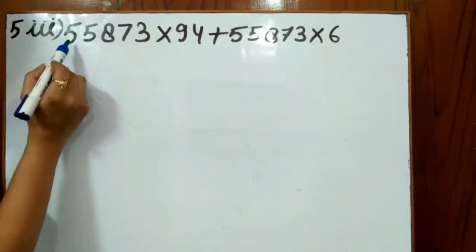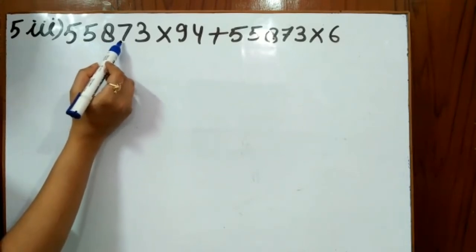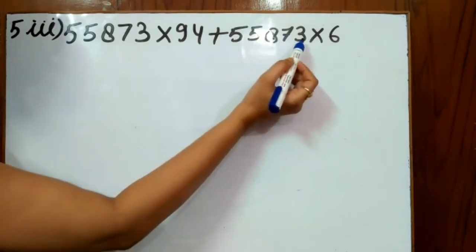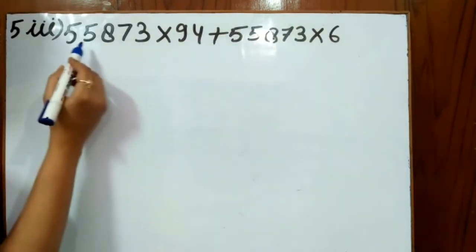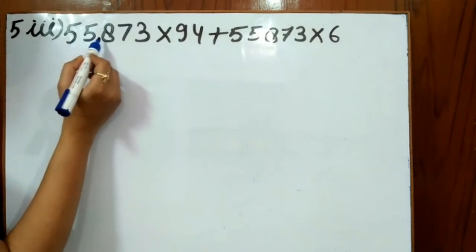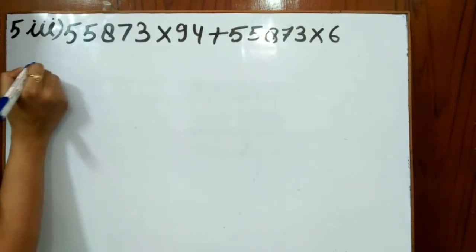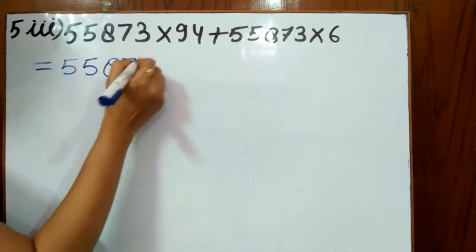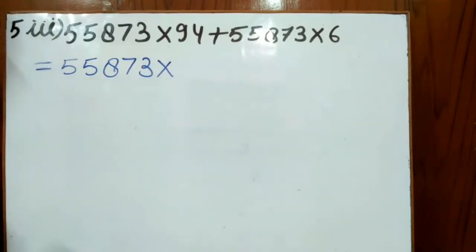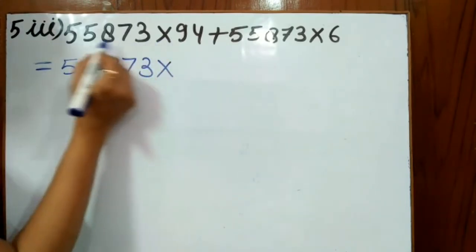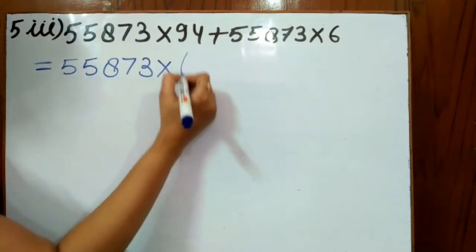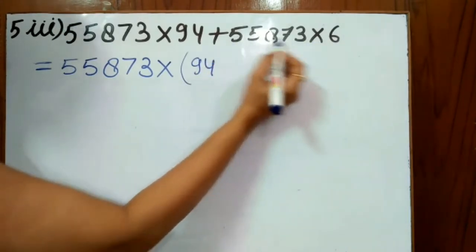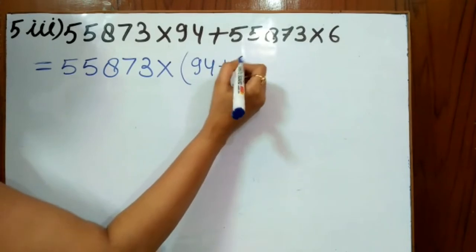The next question is 55,873 into 94 plus 55,873 into 6. In this question, we can see 55,873 is common. So, we will write this number only one time as common. Then, we will put a multiply sign. In this multiplication, 94 is left. So, we will write this number inside the bracket. And in this multiplication, 6 is left, plus 6.